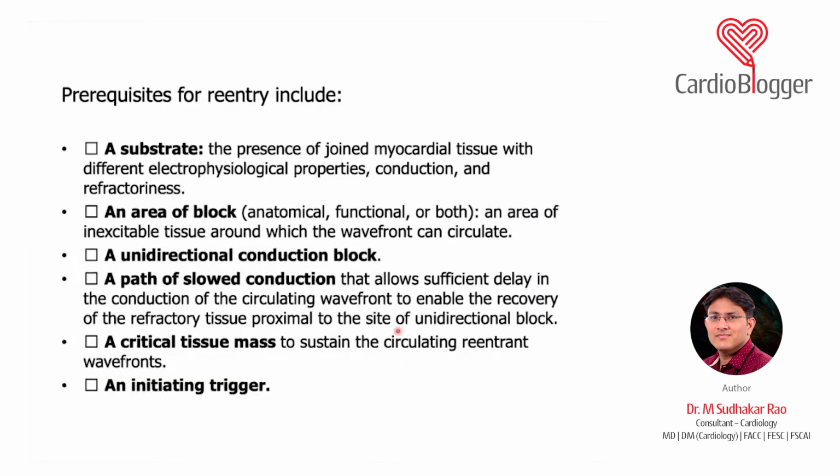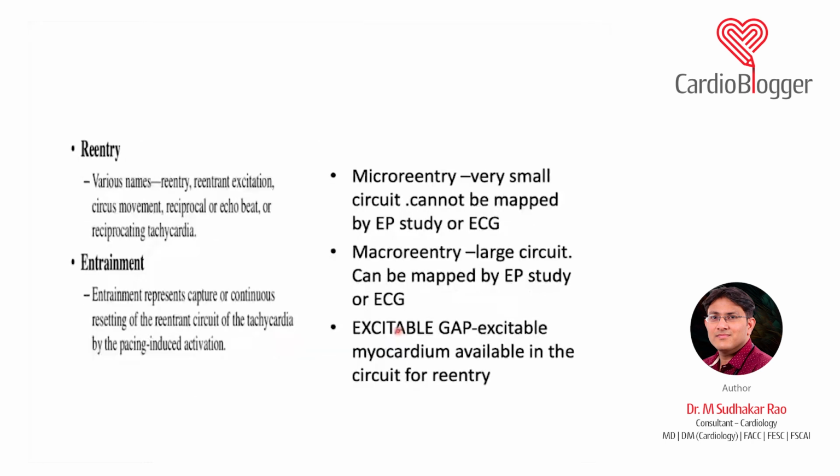The prerequisite of a re-entry is, one, we should have a substrate. So there should be a presence of myocardial tissue with different electrophysiological properties, conduction and refractoriness. This is the most important thing. So there should be a substrate; like we know in AF we have microfibrosis. In atrial flutter we have the cavo-tricuspid isthmus. The atria is dilated. We have a substrate.